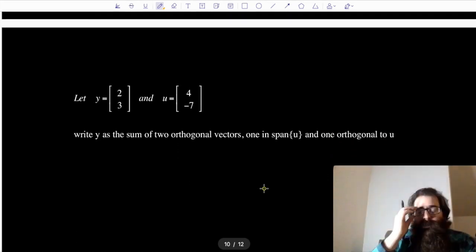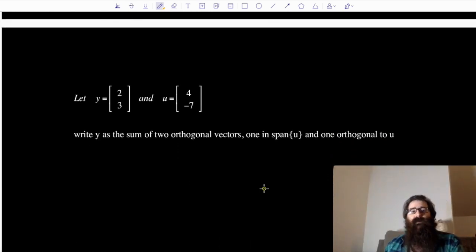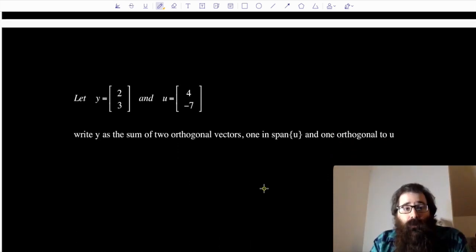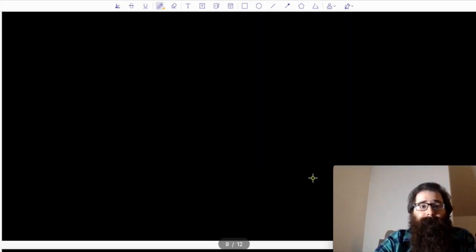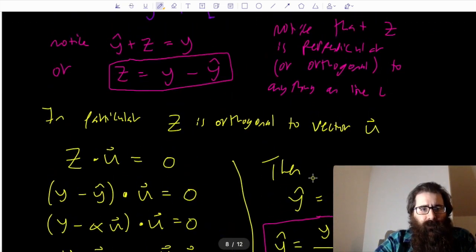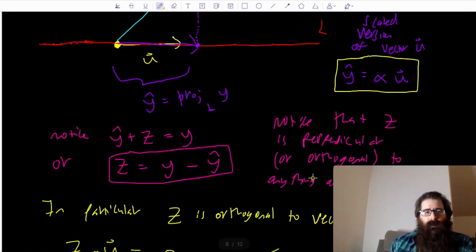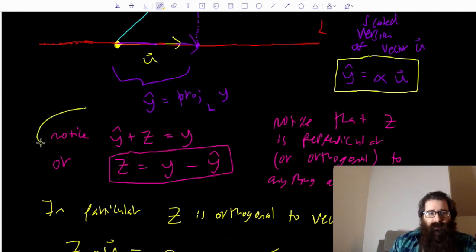Let's take a look at another example, and this is going to be similar. It's going to involve what we're talking about. But here I have the vector y and the vector u are given right away. I don't have to determine which is which. But it says write y as the sum of two orthogonal vectors, one in the span of u and one orthogonal to u. And the big secret is back up here in our work. It was actually right here.